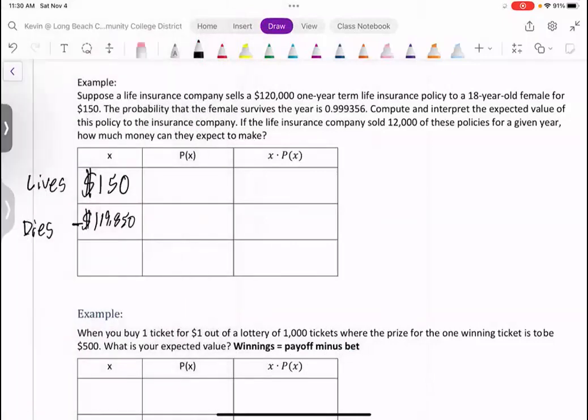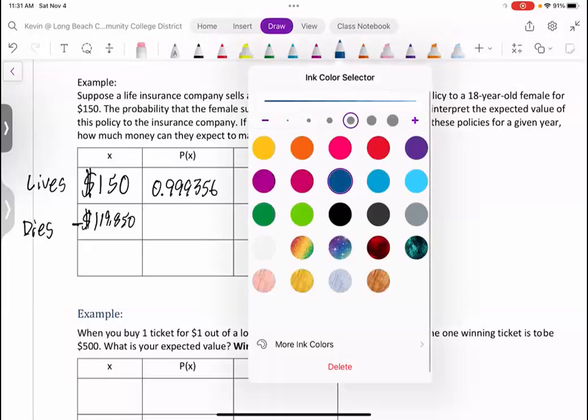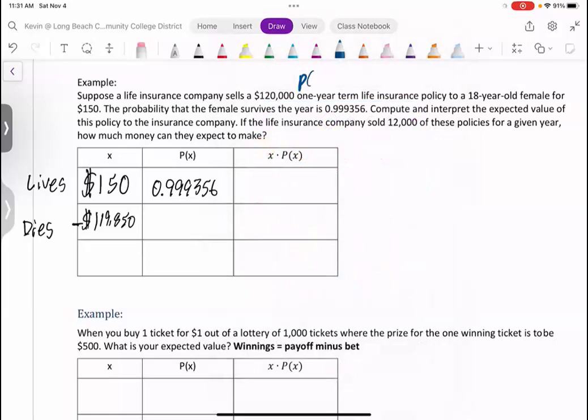All right. What's the probability that she lives? Well, they give that to us. All right, now what's the probability that she dies? So I'm going to write this over here. Probability that she dies is going to be the opposite of the probability that she lives.